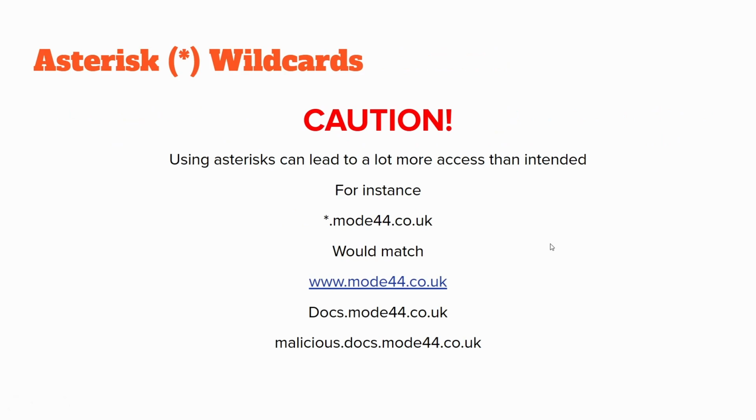A lot of times in URL filtering, what you'll see is you'll see people using the asterisk as the wildcard, and that can lead to a lot more access than intended, as seen here. For instance, because that then matches everything. So the wildcard here would match www dot, it matched docs, but it would also match malicious.docs.mode44.co.uk, because that is anything up to that point.